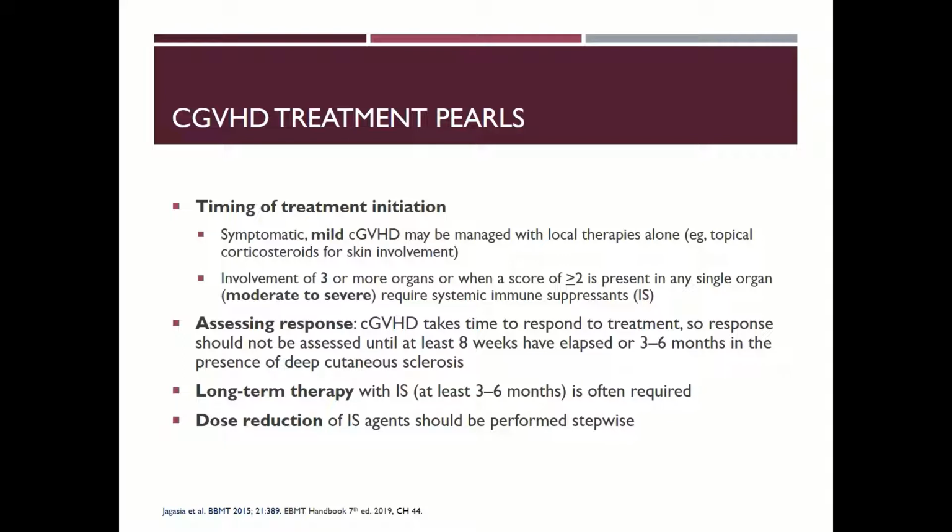It's important to remember that chronic graft versus host disease takes time to respond, so response should not be assessed until at least 8 weeks have elapsed, or 3 to 6 months in the presence of deep cutaneous sclerosis. However, this is not to say that patients should not be observed frequently for signs or symptoms of disease progression, which may prompt you to change therapy. Long-term therapy with immune suppression is generally required. Most patients are on treatment for at least 6 months. And when dose reduction is performed, it should be done in a stepwise manner.